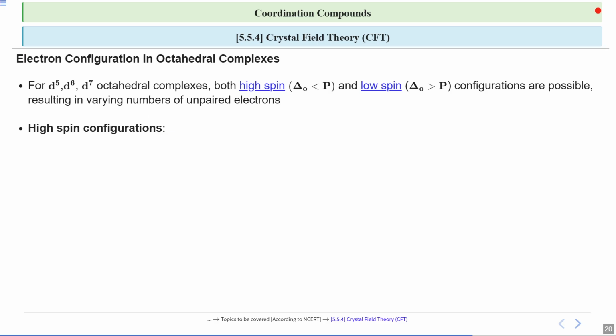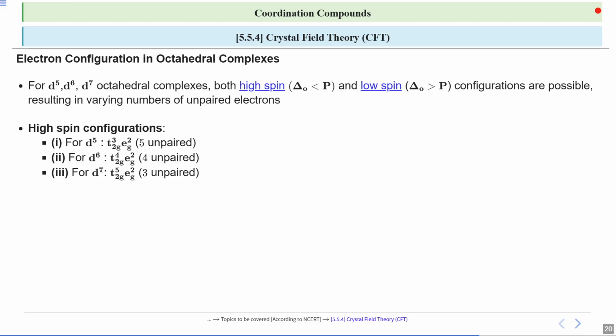What if the high spin configuration is there? For D5, the high spin configuration will be T2G3 EG2. That means we get 5 unpaired electrons. And for D6, in the high spin configuration, we get T2G4 EG2, that is 4 unpaired electrons.